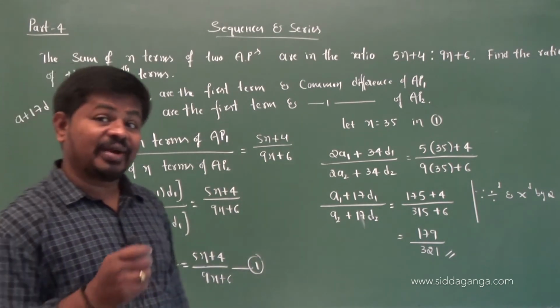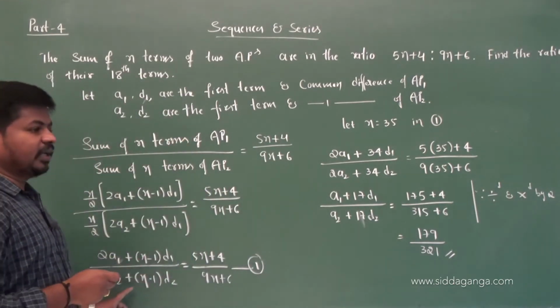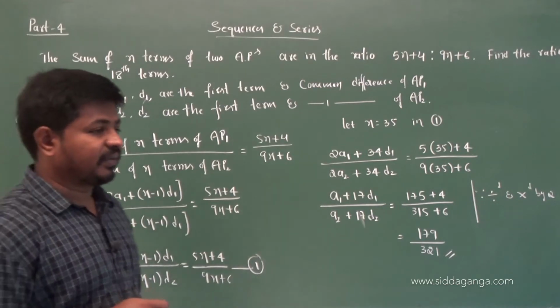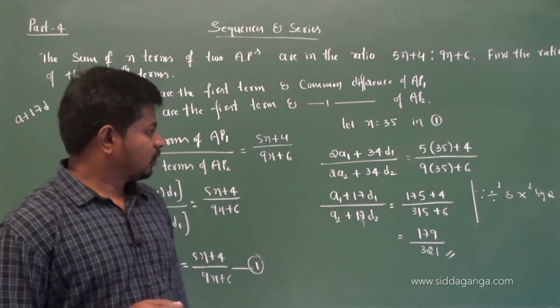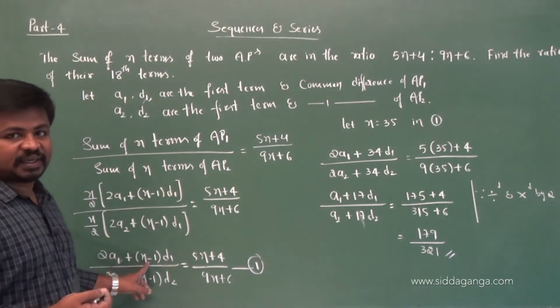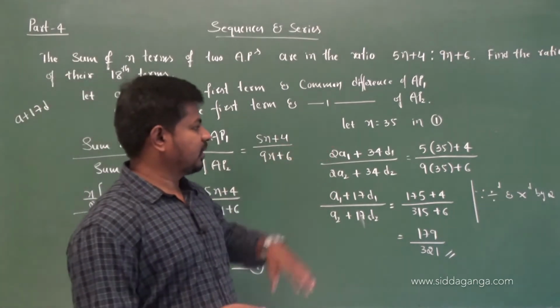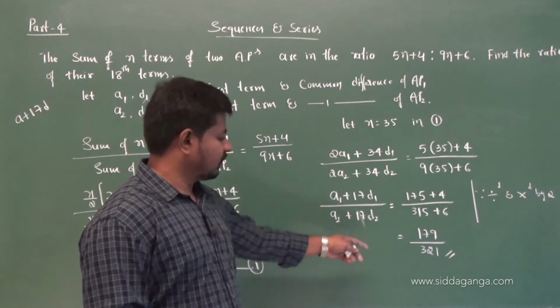You mean a plus 17d. So a1 plus 17d1 divided by a2 plus 17d2, 17d2 must be taken, right? So to get that 17, n must be 35. That's it. n must be 35. Substitute n equal to 35 in the given equation, I mean in equation 1. So you get the result.